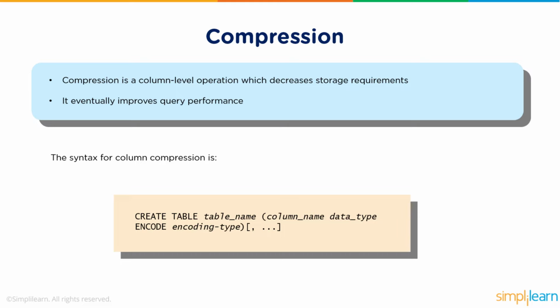Now, compression is used to save on the column storage; we can use compression as an attribute. Compression is a column-level operation which decreases the storage requirement, and hence it improves the query performance. And this is one of the syntaxes for column compression.